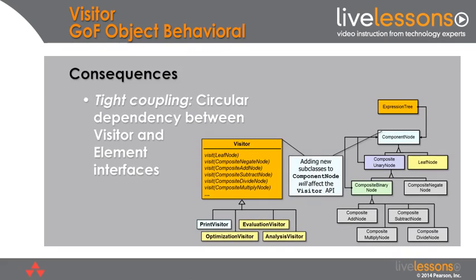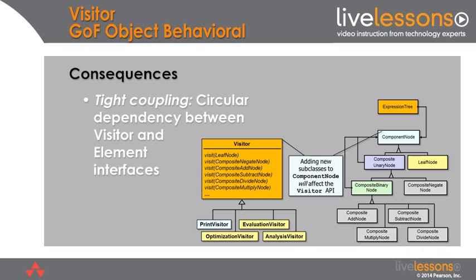There are some downsides, however. One of the problems is the circular dependency between visitor and element interfaces. So, for example, if we add new subclasses to component node, that will affect the visitor API. If we were to add some kind of new node, like a composite mod node for the modulus operator, we would have to go through all of our visitor methods and add visit composite mod node, and that might be a pretty extensive set of changes.